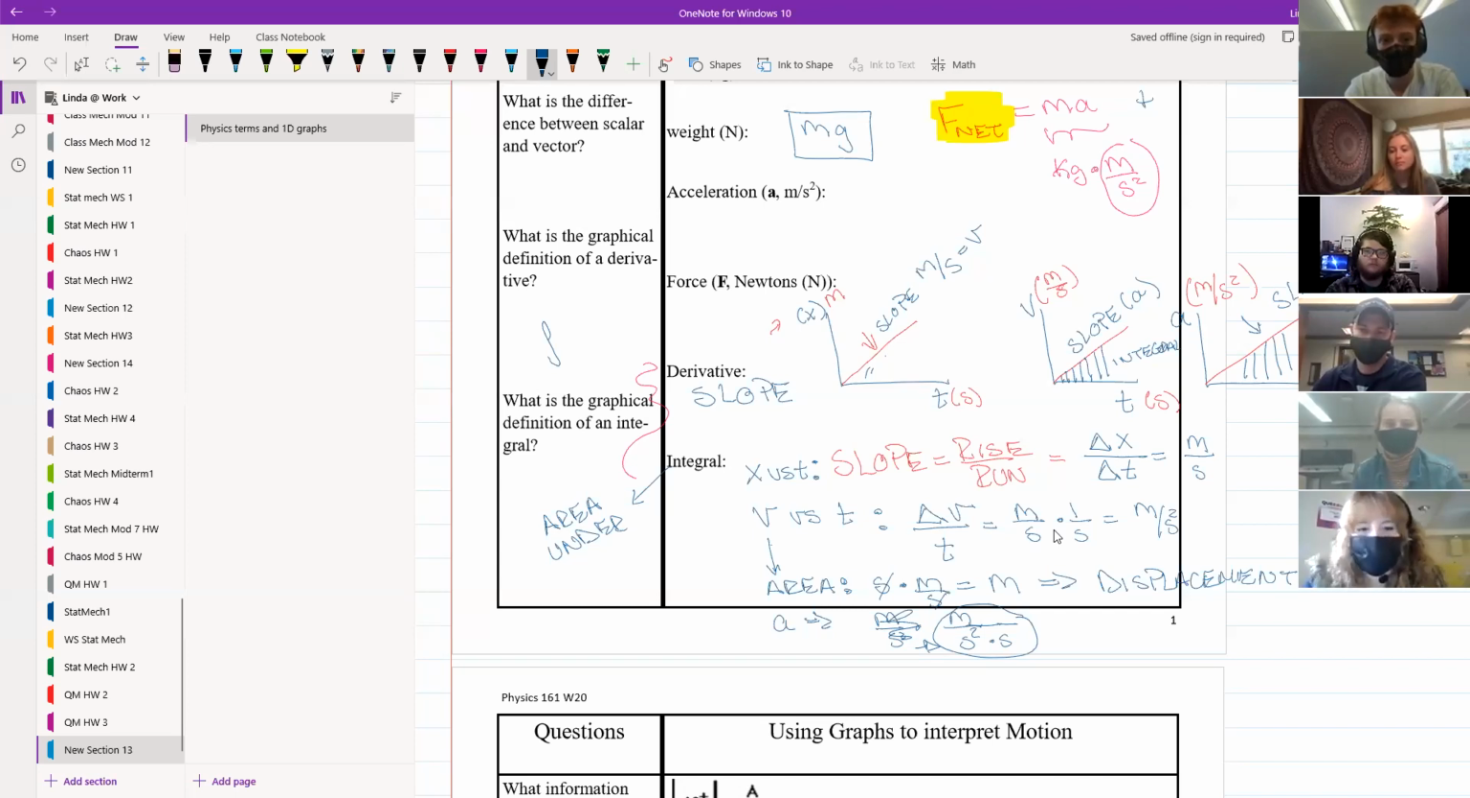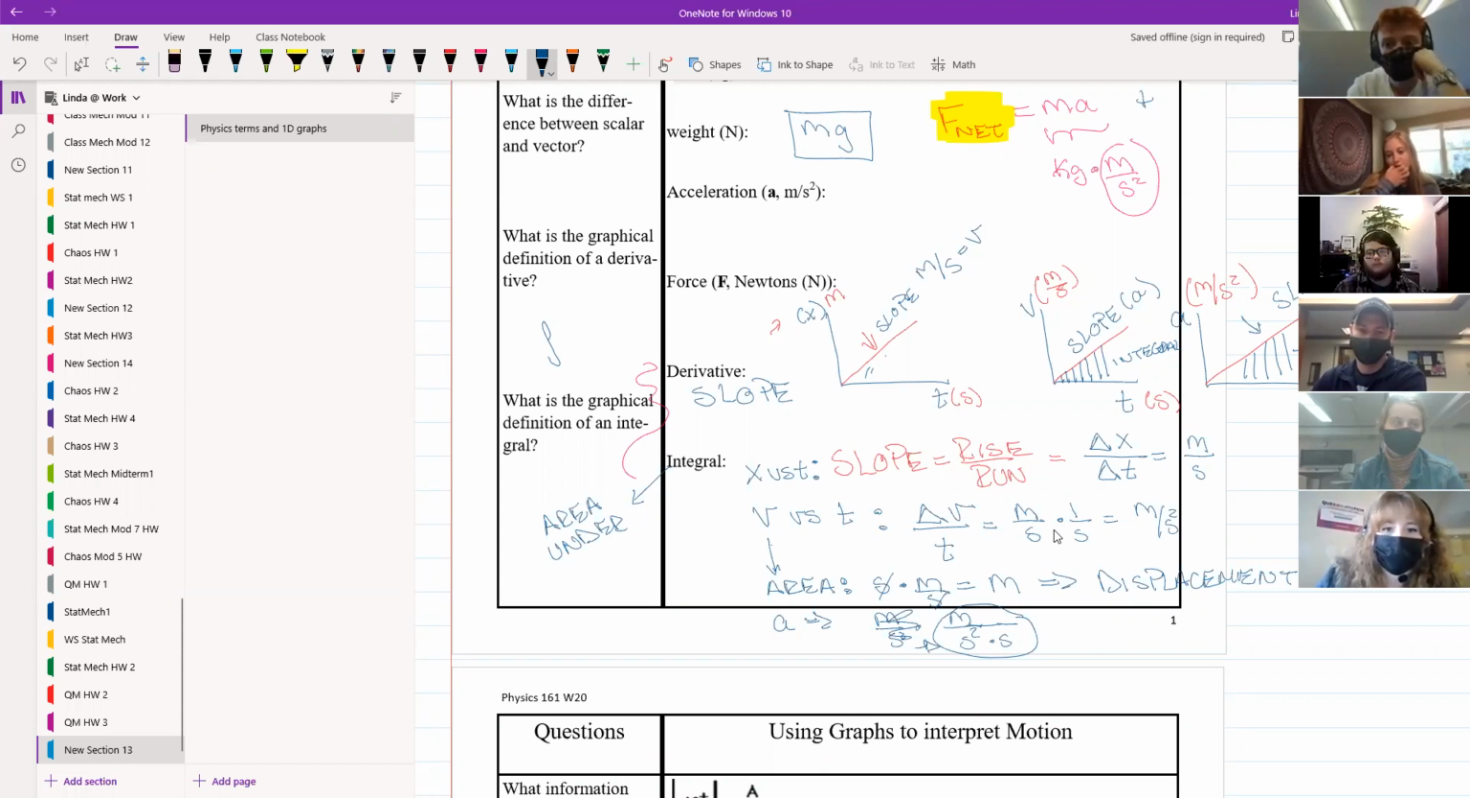True statement there. Now I can look at the units here. Let's see, this is area again, meters per second squared times seconds. That cancels, that cancels. So the area under an acceleration curve gives me velocity. The integral of an acceleration function gives me velocity.